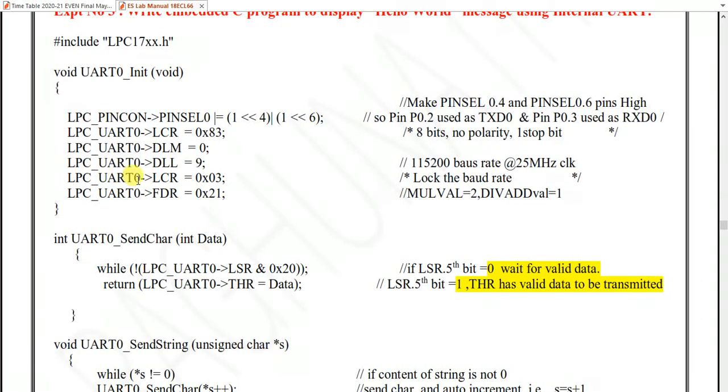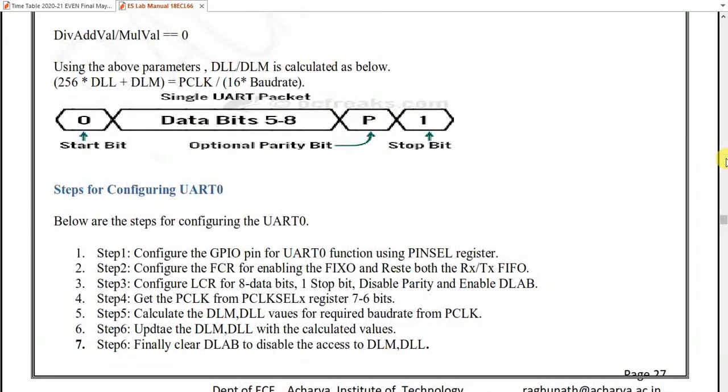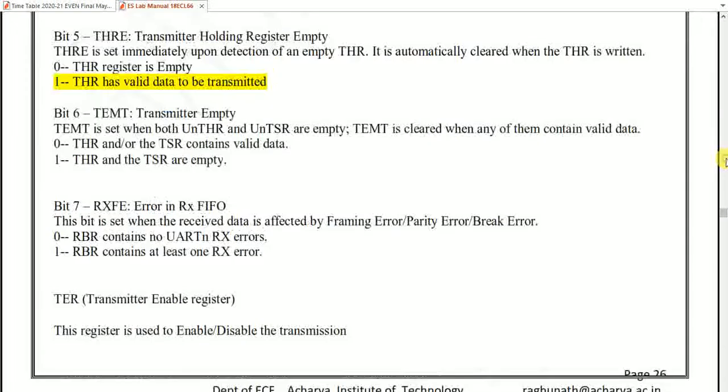LPC_UART0->LCR value is put as 3. Once you set the baud rate, we have to lock it. By writing 1 it will lock. After that, using the FCR register, we are putting the value 21 for this FCR. You read in the user manual just above what is the meaning of this TDR and all. Okay.